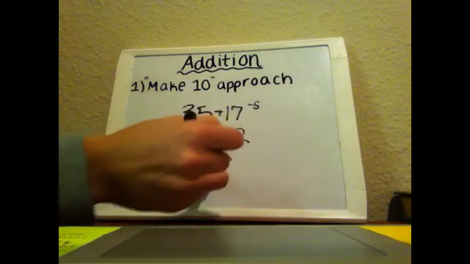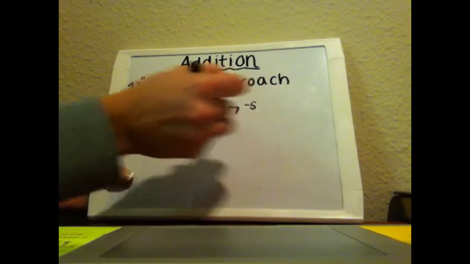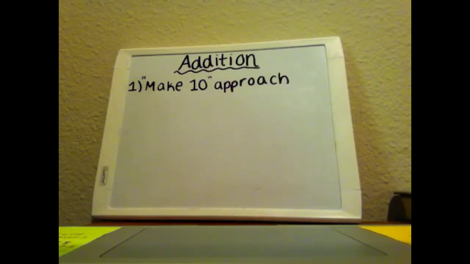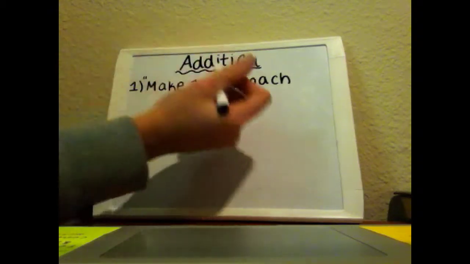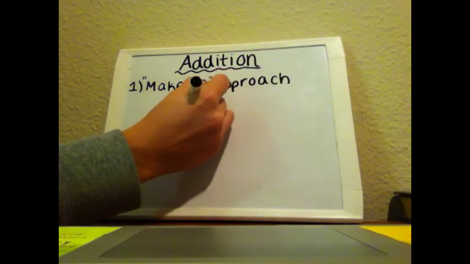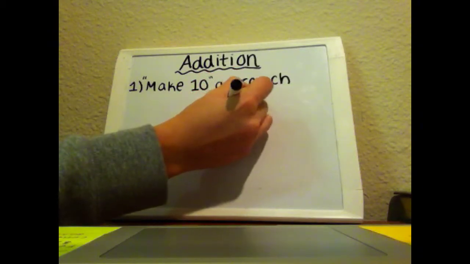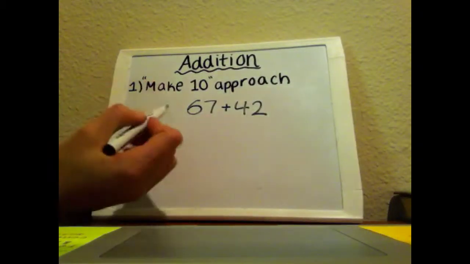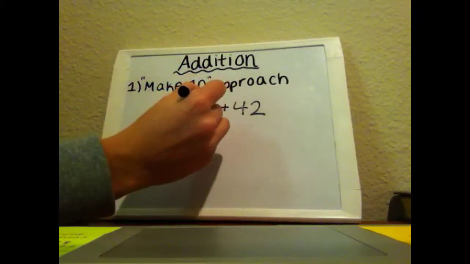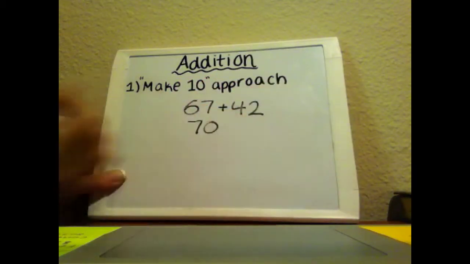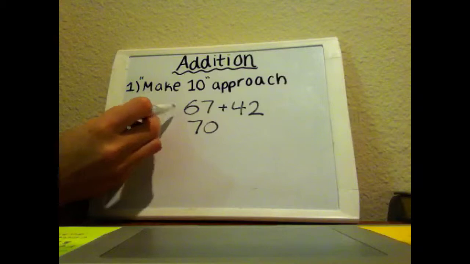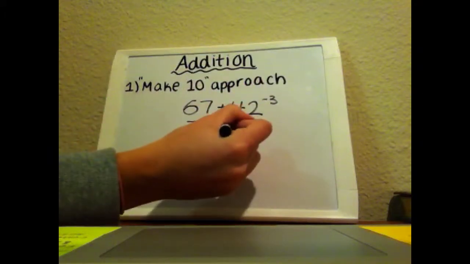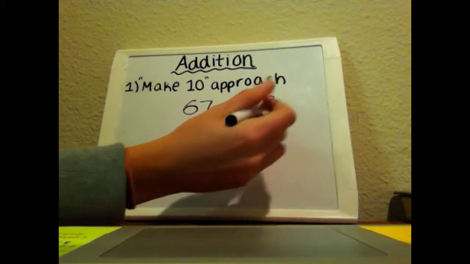Now in our last problem, we can see how we can even break the problem up into more make 10 approaches. We can do more than one make 10. So for the last problem, we'll do 67 plus 42. Now, first we'll get 67 to 70. And to do that, we had to add 3 onto 67, which means we had to take 3 away from 42. So 42 minus 3 is 39.